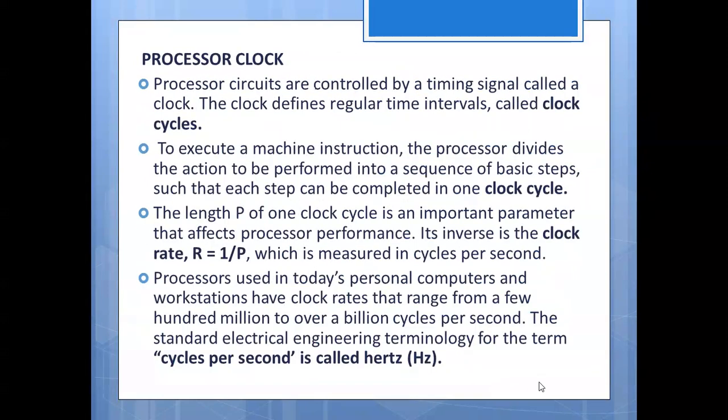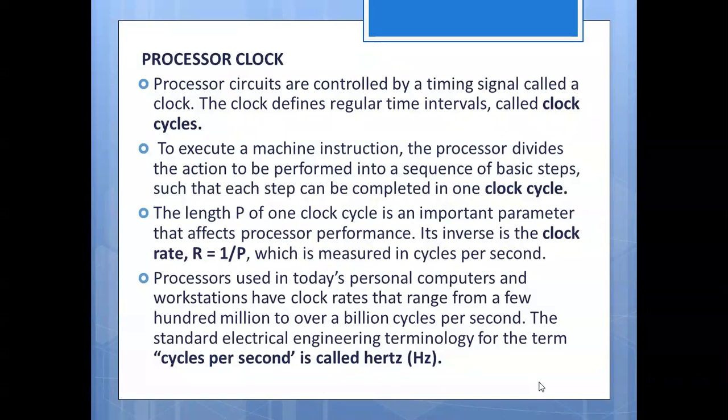One of the other important parameters is the processor clock. When we are buying laptops or systems, we check the clock rate, the cycles per second, or how many hertz. Processor circuits are controlled by timing signals, like we see with flip flops. At regular times, this clock defines regular time intervals. How much time is required for each task is called the clock cycle.